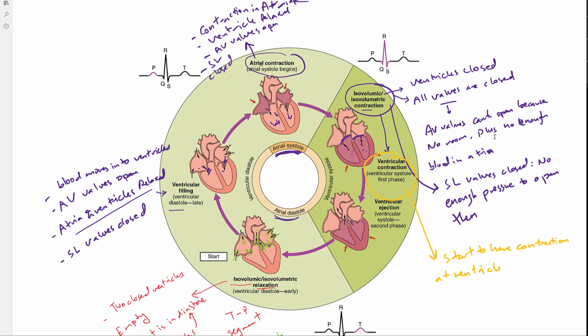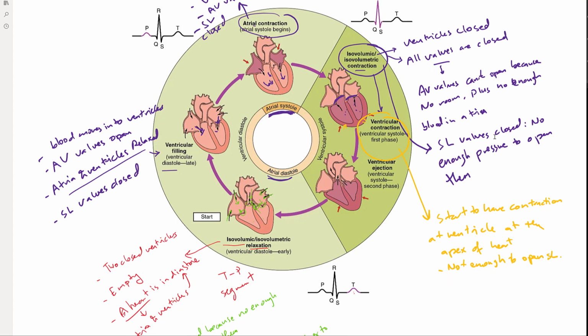This is a very short period. That is when we start to see some contractions from the apex of the heart. But still not enough to open the semilunar valves, okay? But then we will move to the ventricular ejection. This is the main step, ventricular ejection. So here, the ventricles are contracting.